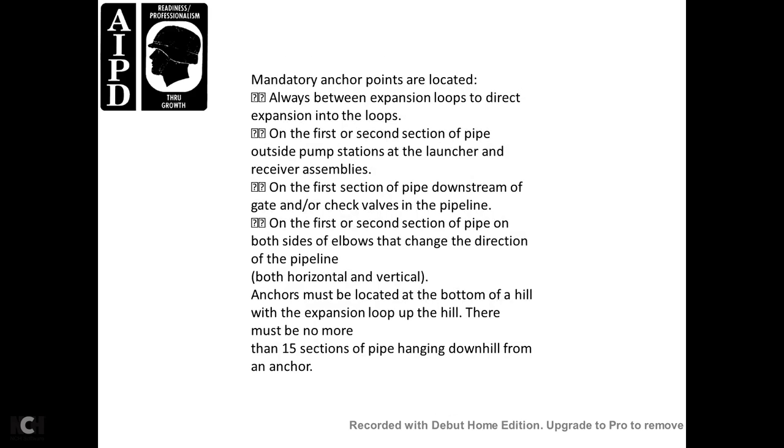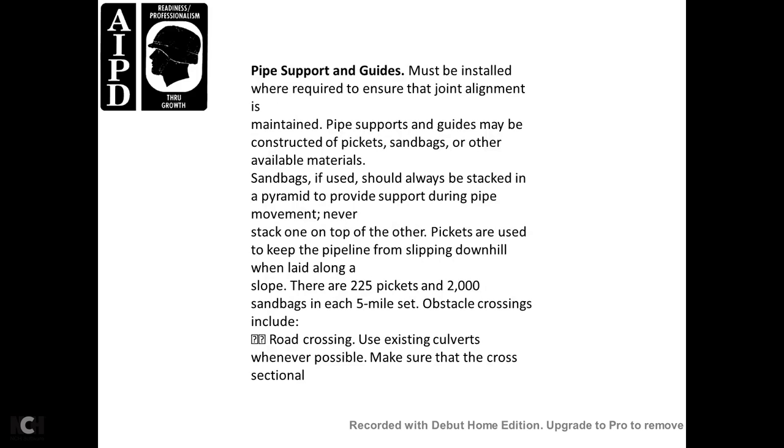Mandatory anchor points. Anchor points are always located between the expansion loops, directing the expansion, and at the loops on the first and second section outside of the pump station pipe. The pump station is the launcher or receiver assembly. One is on the first section of pipe downstream of the gate and the check valve of the pipeline. Anchors are also placed on the first and second section of pipe on both sides of elbows that change the direction of the pipeline, both horizontal and vertical. Any anchors must be located at the bottom of the hill by the expansion loop, and there must not be more than 15 sections of pipe hanging downhill from an anchor.